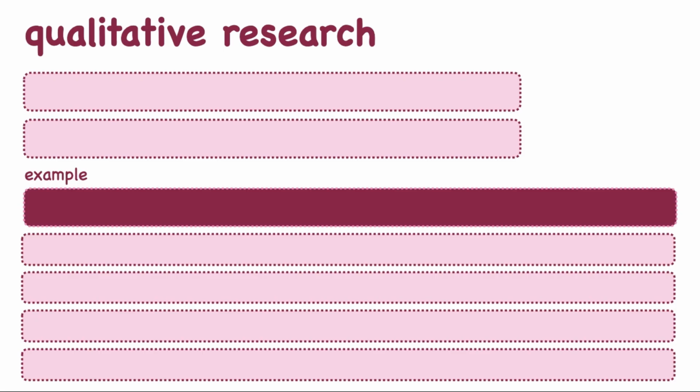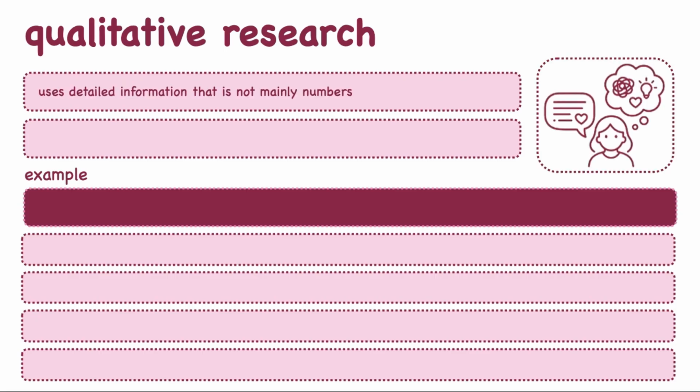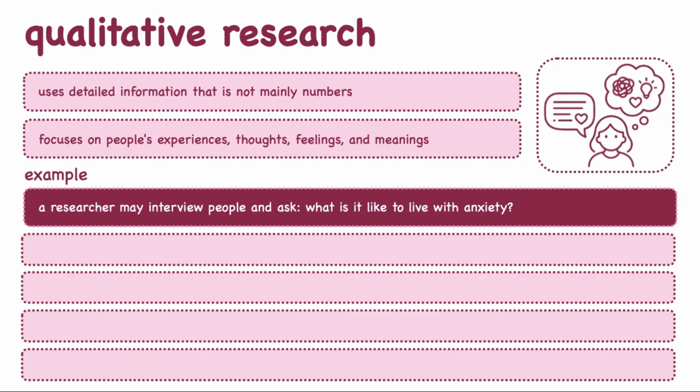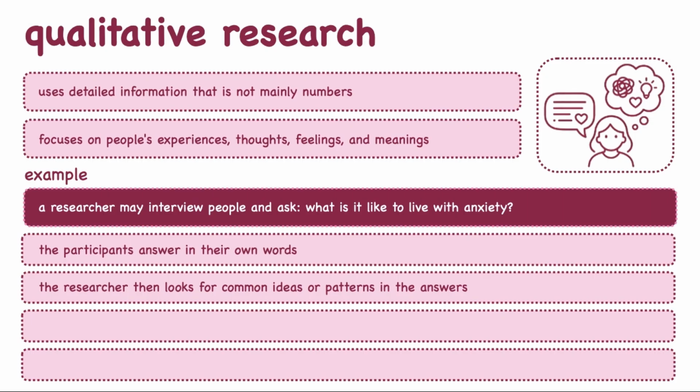Qualitative research uses detailed information that is not mainly numbers. It focuses on people's experiences, thoughts, feelings, and meanings. For example, a researcher may interview people and ask, what is it like to live with anxiety? The participants answer in their own words. The researcher then looks for common ideas or patterns in the answers. These patterns may be called themes.